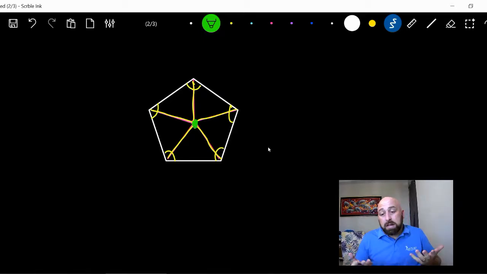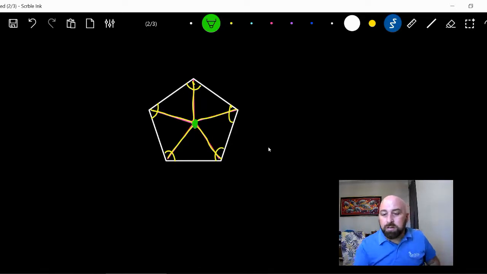Okay, and it makes sense because it is in the center of the regular polygon. But the way that you would do that is you would cut those angles in half. Bisect always means to cut in half. So you cut the angles in half, and where all those lines meet, that is the center of the regular polygon. Okay? Let me show you just one more thing.